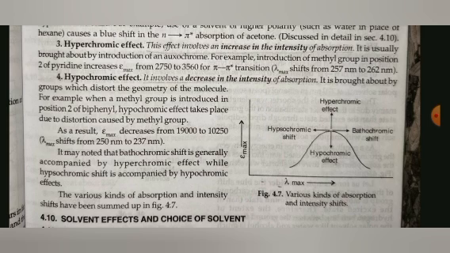Hyperchromic shift. This effect involves an increase in the intensity of absorption. It is usually brought about by introduction of an oxochrome. For example, introduction of a methyl group in the position of 2 of pyridine increases epsilon max from 2750 to 3560 for the pi to pi star transition.